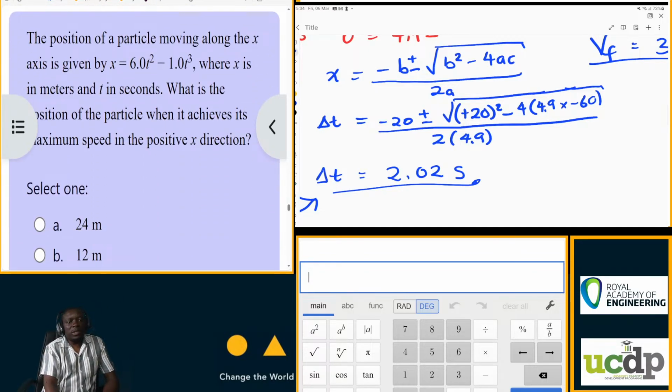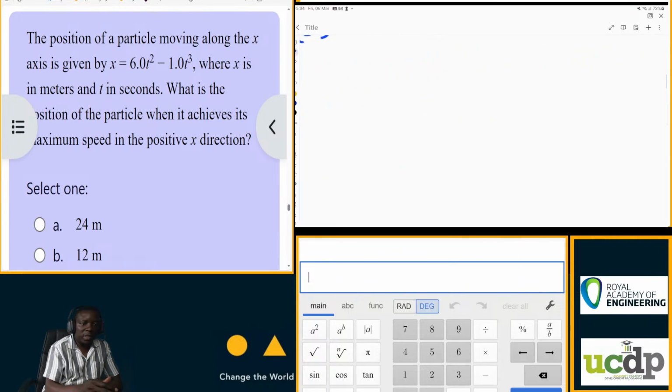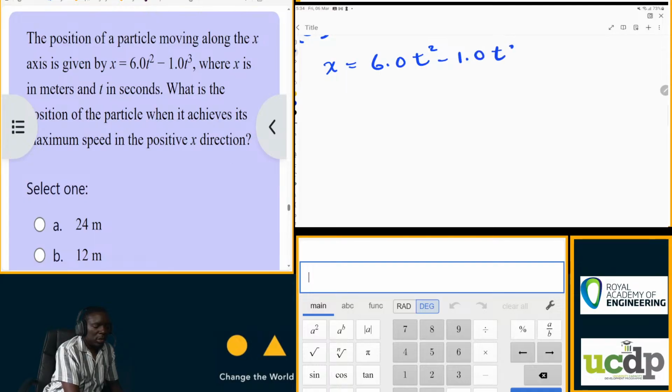The position of a particle moving along the x-axis. This is another interesting one. The position of a particle moving along the x-axis is given by x equals 6.0 t squared minus 1.0 t cubed. So this is a parametric equation in terms of t, how x changes with time. In other words, we could write this as x being a function of time. You have done functions, right? X as a function of time is 6.0 t squared minus 1.0 t cubed, where x is in meters, t in seconds.